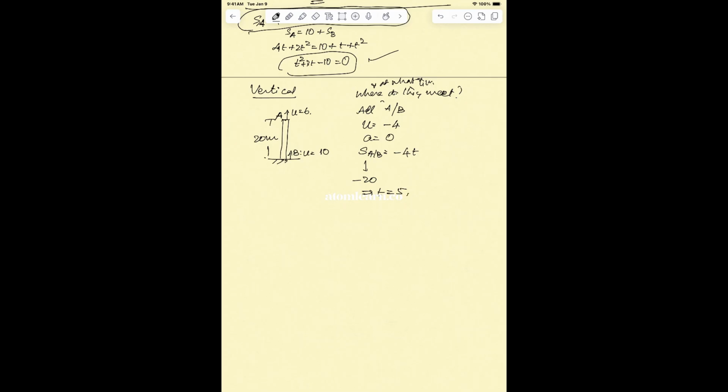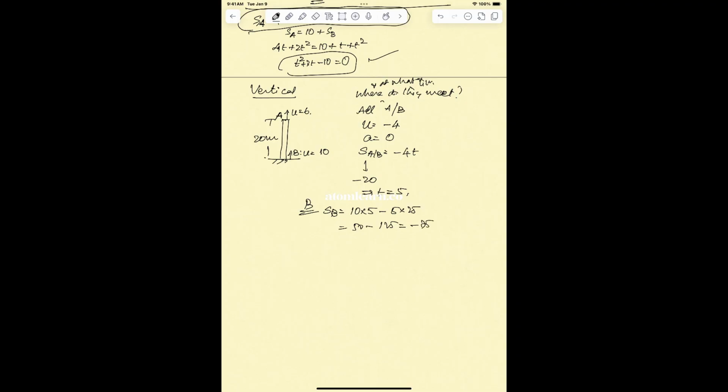Now at t equal to 5, where do they meet? You can take any one of them. Let's take B, convenient because it is going upwards. So S of B is equal to 10 into 5 minus half g t squared, 5 into t squared, 25. That means it is 50 minus 125.